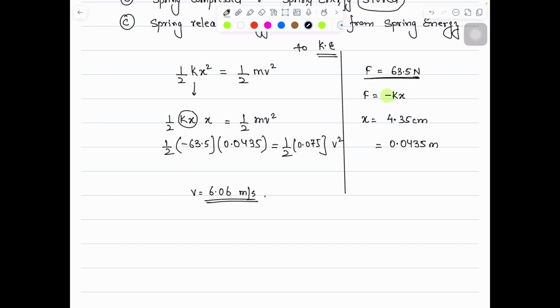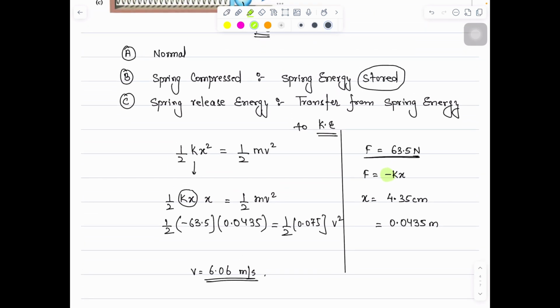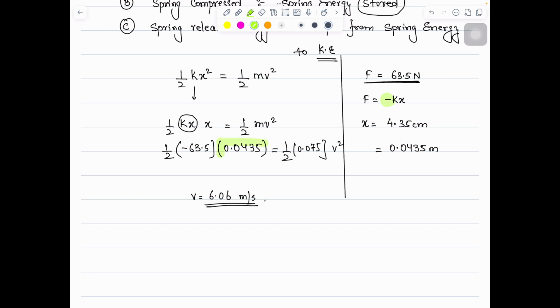Now one interesting thing, because I solved this question. What you need to focus on here is the word x. Here we are using extension, compression. So in case of compression, this value should be negative. Clear? So this is your velocity. Fine. So you can write approximately equal to 6.1 meter per second.